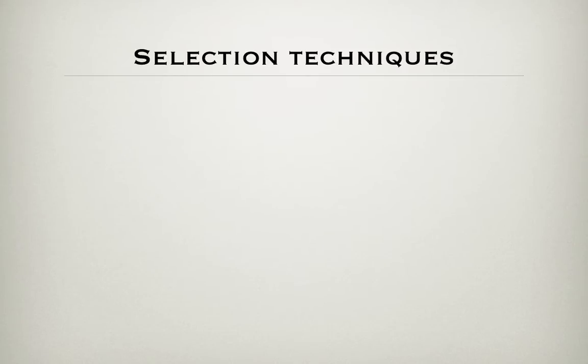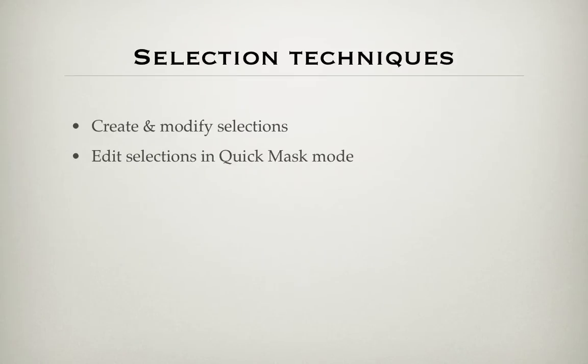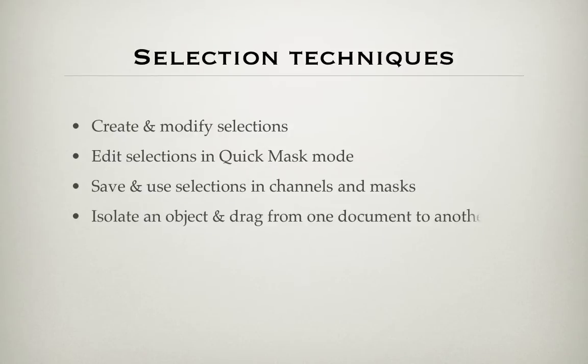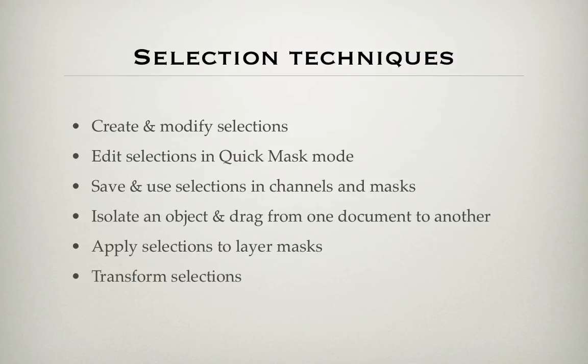This step-by-step tutorial will examine how to create and modify selections, how to edit selections using the Quick Mask mode, how to save and use selections in channels and layer masks, how to isolate an object and drag it from one document to another, how to apply selections to layer masks, how to stretch, scale, and otherwise transform selections, and finally, how to rotate and transform objects in layers.